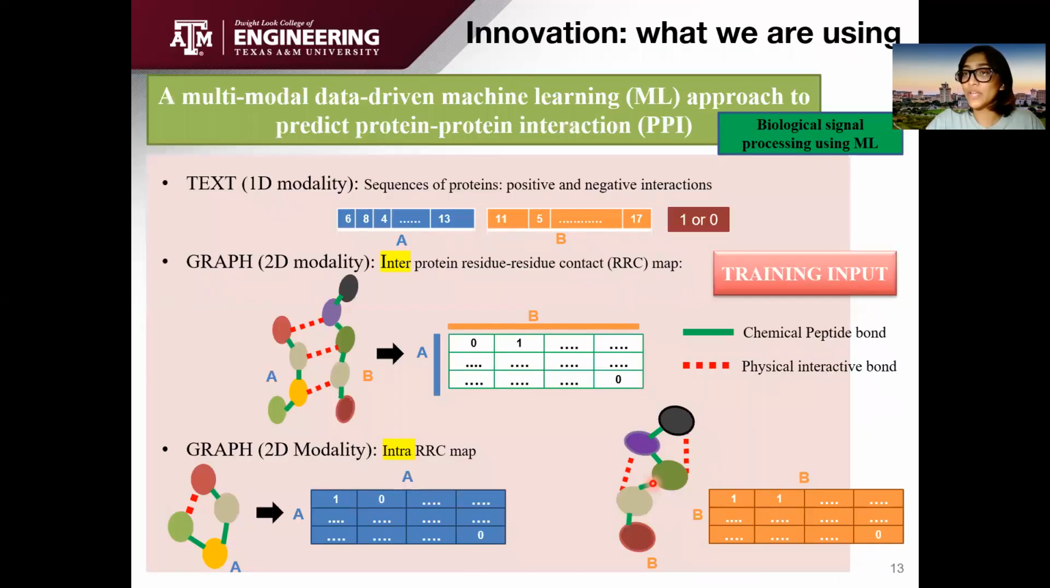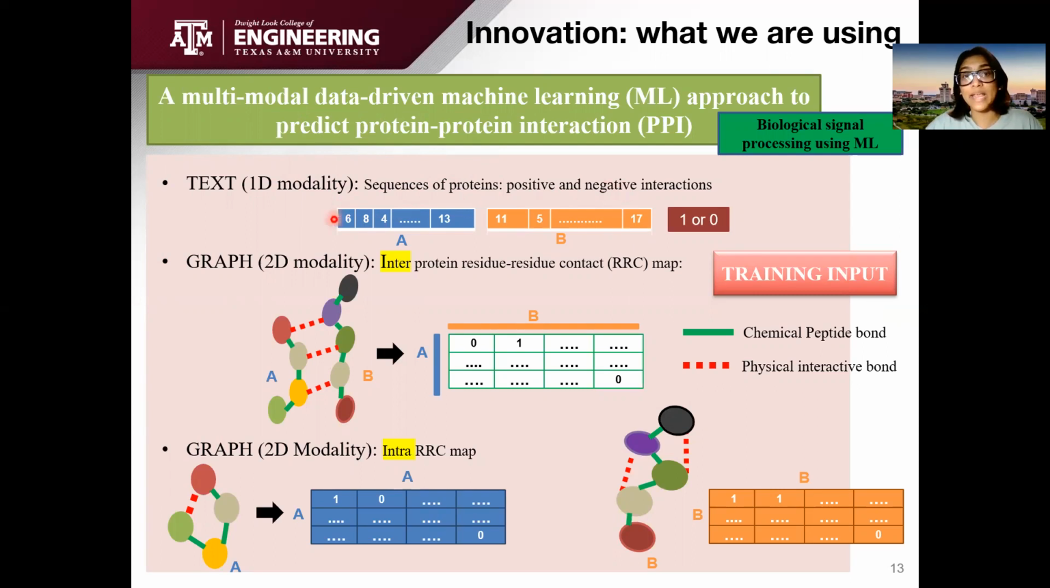So here comes our innovation. Using that multimodal data, we are developing a data-driven machine learning approach to predict protein-protein interaction. We can also think of it as biological signal processing using machine learning. We are using text, 1D modality, and two types of graphs, 2D modality. For text, we mean that we are using sequences of proteins, and we are using both positive and negative interactions.